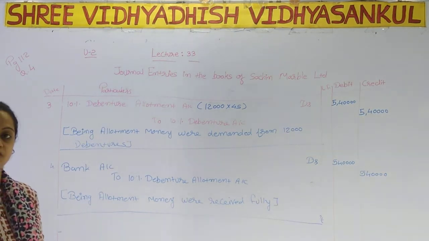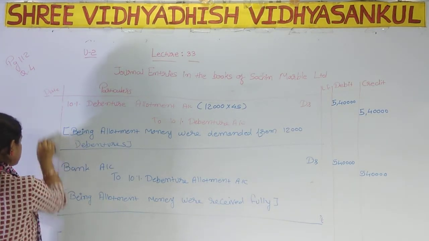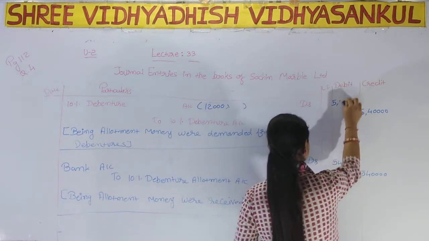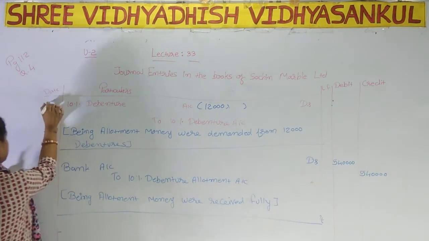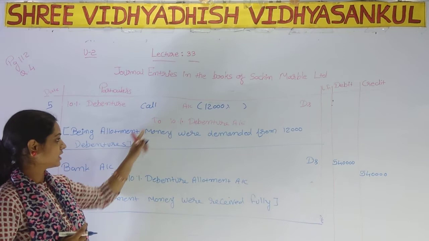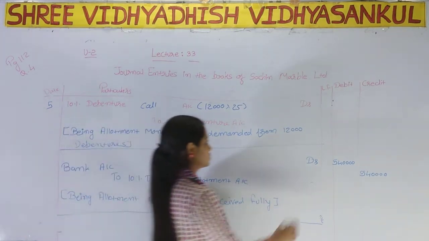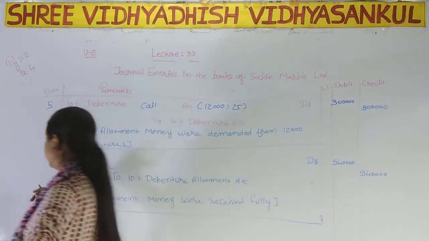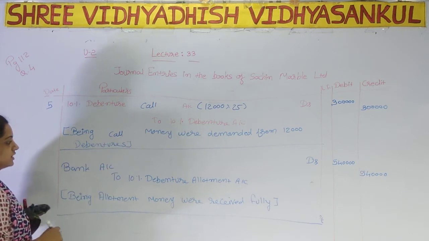Done. Now the next entry will be for call. They have used the word call only, right? So the fifth entry will be 10% debenture call account, because they have not given final price, so no need to write that. Debit to 10% debenture account. Amount we have demanded is 12,000 into 25. That means we have total demanded 3 lakh rupees. Into being we have to write, instead of writing allotment, we have to write call money were demanded from 12,000 debentures.